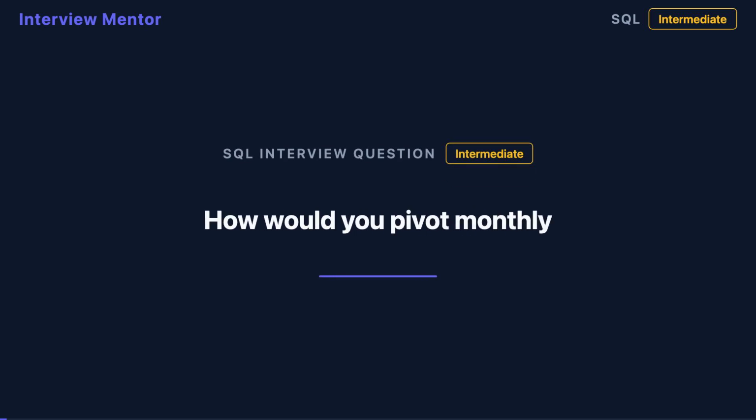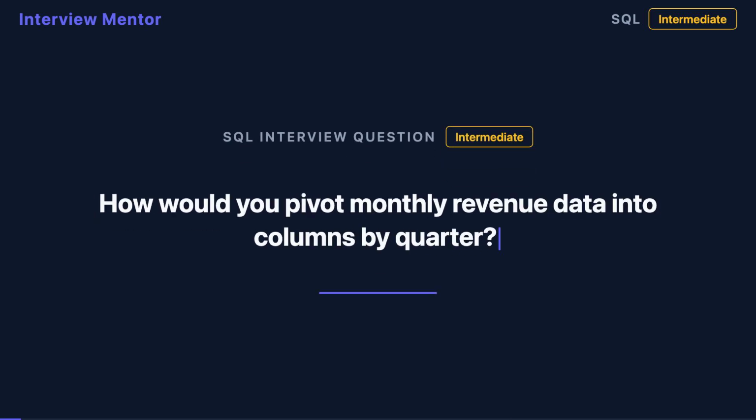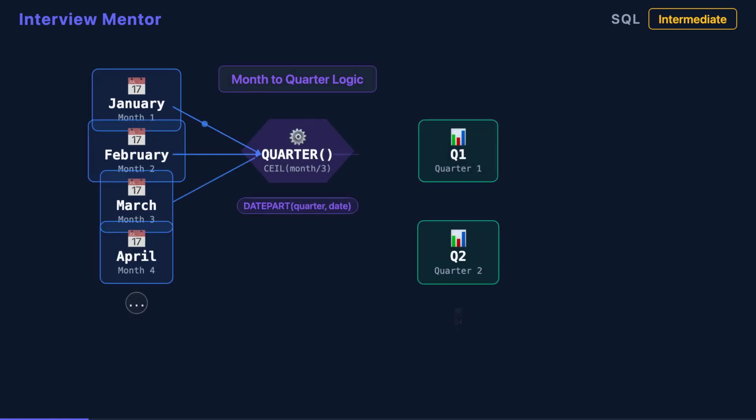Most SQL developers can write a basic select statement, but when asked to pivot monthly revenue into quarterly columns, many freeze. This transformation is essential for financial reporting, yet it stumps candidates at all levels. The first key is mapping months to quarters.